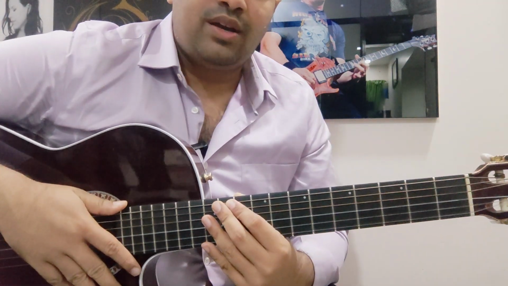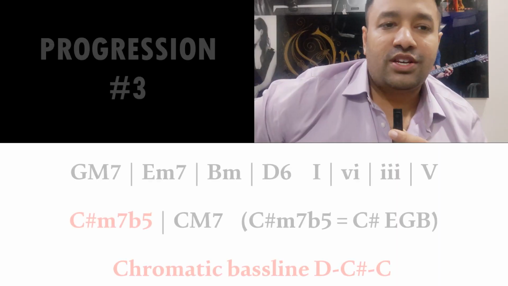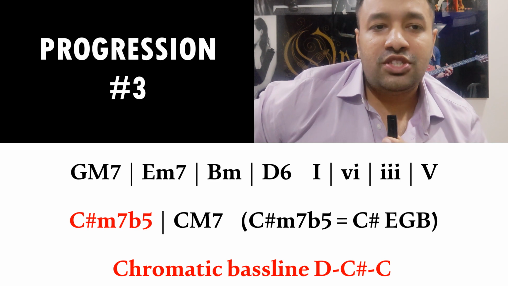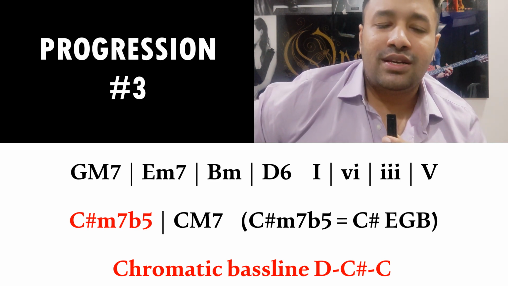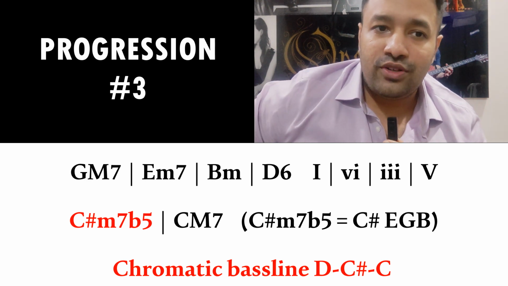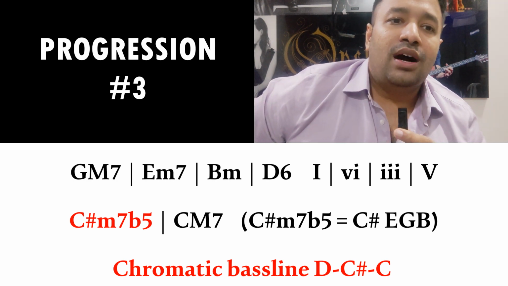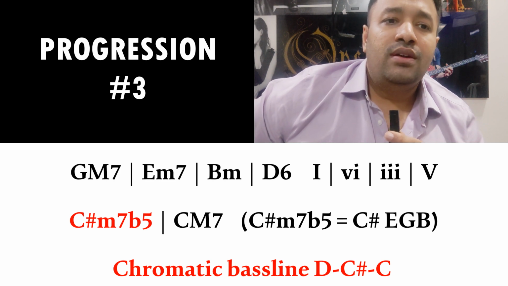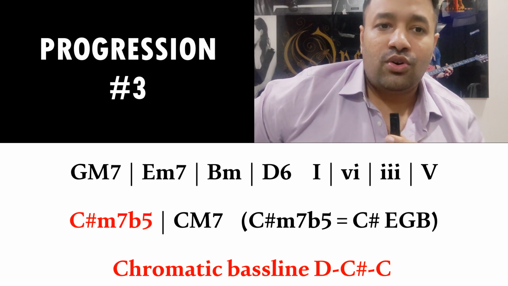Now let us look at the harmonic analysis for this section. For this progression 3, which you can see on your screen, we have the first 4 chords, the G major 7, E minor 7, B minor, D6. All are diatonic chords as they are all within the framework of the G major scale. The outside chord is our C sharp minor 7 flat 5, which then goes to the C major 7 chord.